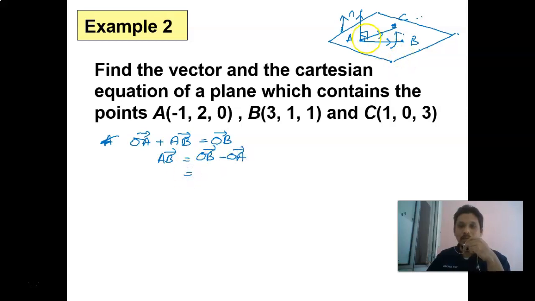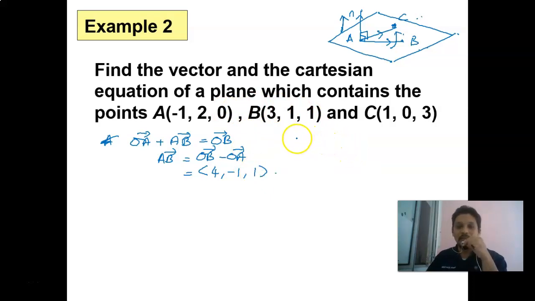So from A to B, we just imagine that the coordinate of B here, 3, 1, 1, minus the coordinate of A. So from A to B, we can simply put it as the coordinate of B minus the coordinate of A. So here now, 3 minus negative 1, 3 plus 1 equal to 4. 1 minus 2 equal to negative 1. And 1 minus 0 equal to 1.